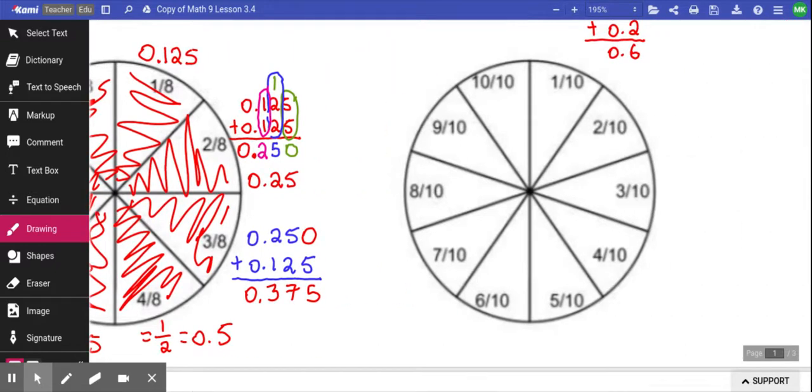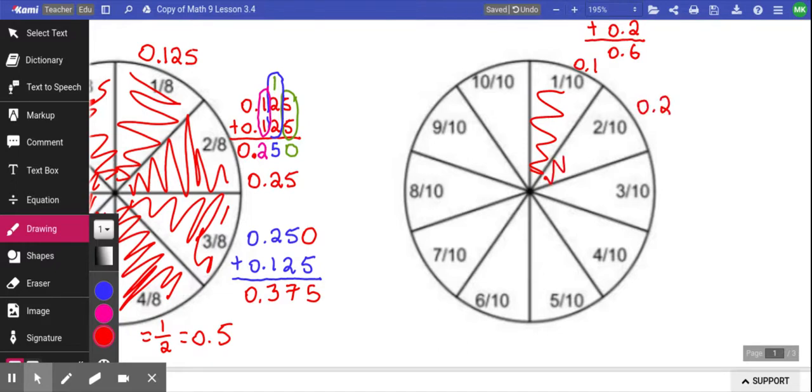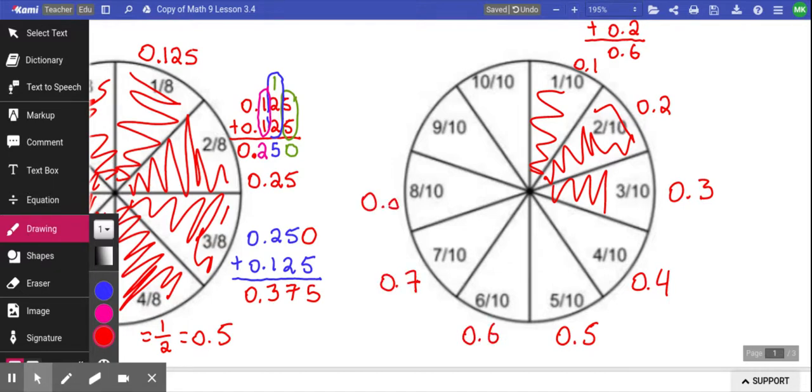Okay, tenths. Tenths is kind of easy, just depending on how you do it. 1/10 is 0.1. Two tenths would be 0.2. 3/10, I'm just adding another 0.1, is 0.3. Then it's 0.4, 0.5, 0.6, 0.7, 0.8, 0.9, and 1.